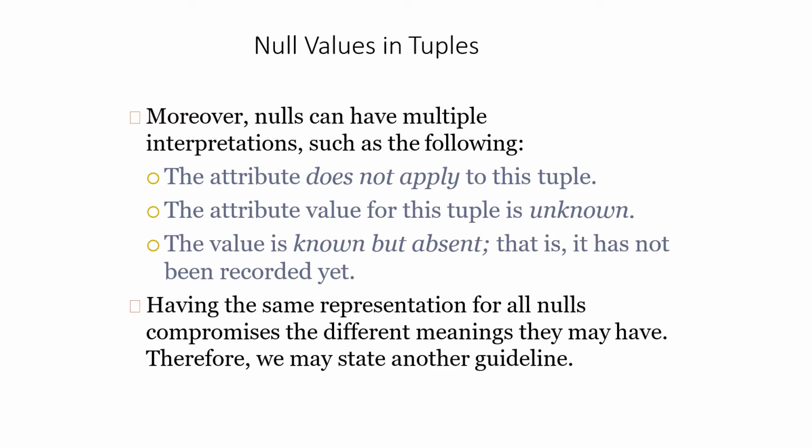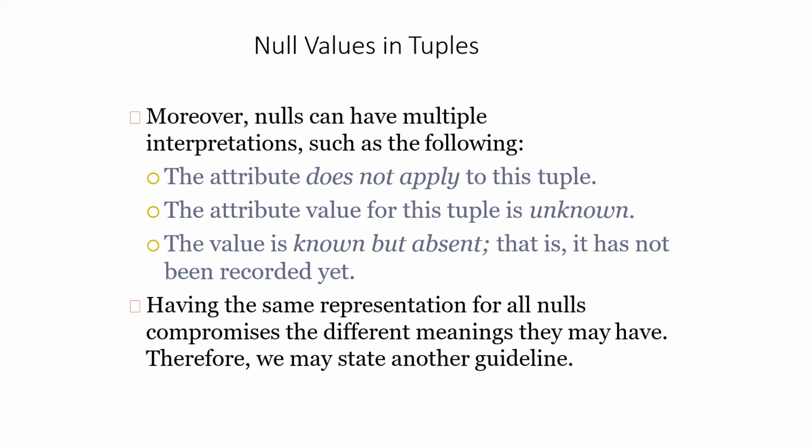Then null values in tuples. Moreover, nulls can have multiple interpretations such as the following. The attribute does not apply to this tuple. The attribute value for this tuple is unknown. The value is known but absent, that is, it has not been recorded yet. So these can be the situations.